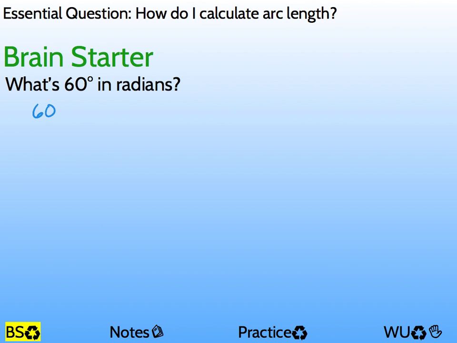For 60 degrees, when you're converting it to radians, you have to multiply it by pi over 180 degrees. And what happens here is the 60 and the 180 cancel out to 1/3, and you're left with pi over 3 radians.